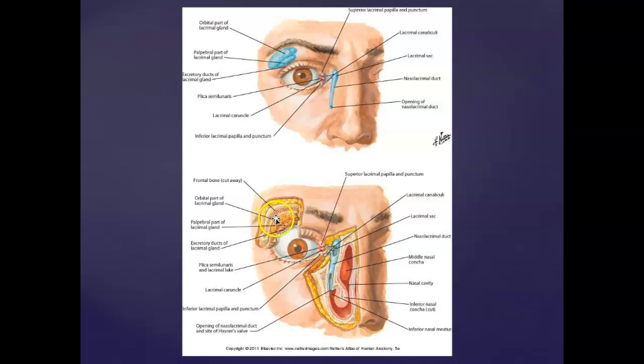So starting at the lacrimal gland, making its way over the eyeball, then you go through, or around, the caruncle, into the punctum, into the papillae, into the punctum, into the nasolacrimal sac, into the nasolacrimal canal, or duct rather, and then into the inferior meatus, just below the inferior nasal concha.